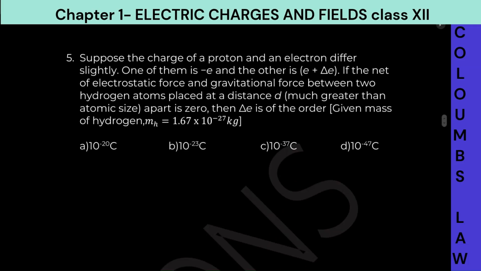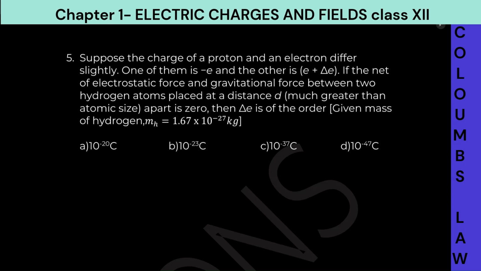Okay, so question number 5 says, suppose the charge of a proton and an electron differ slightly. Let's say this is a hypothetical situation that maybe the charge of a proton and electron inside the atom differ slightly. One of them is negative e and the other one is e plus delta e. This is the condition: one is negative e, one is e plus delta e. So delta e is your slight change.